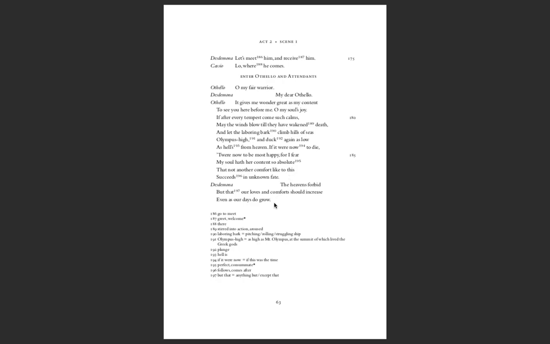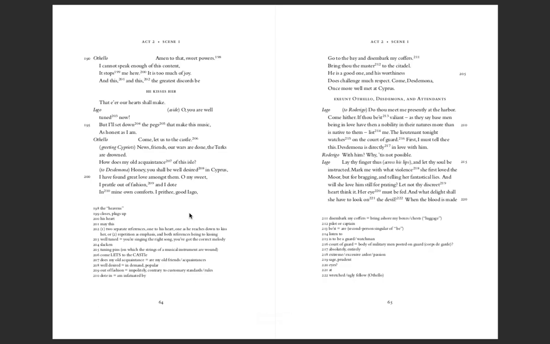And then Desdemona says, "The heavens forbid, but that our loves and comfort should increase even as our days do grow." So she kind of says, well, let's hope that we just keep on getting happier the more and more time that we spend together. And again, there's an irony here, because we know that this is not going to be the case, that they will not be happier than they are at this point, more or less.